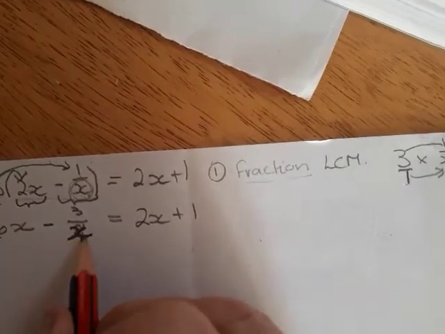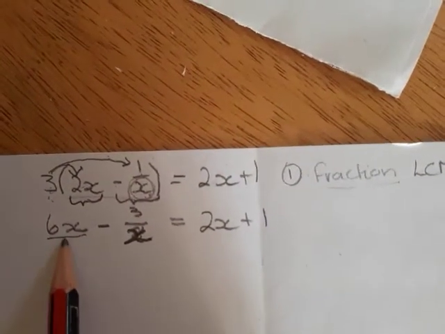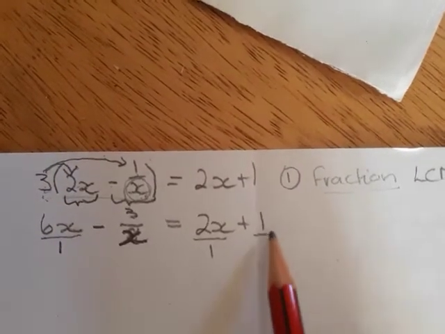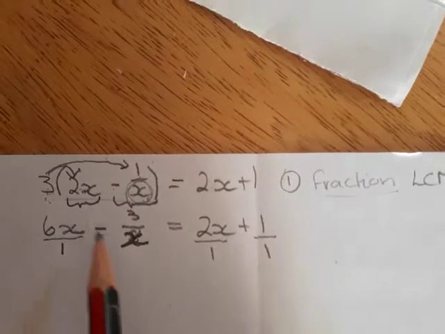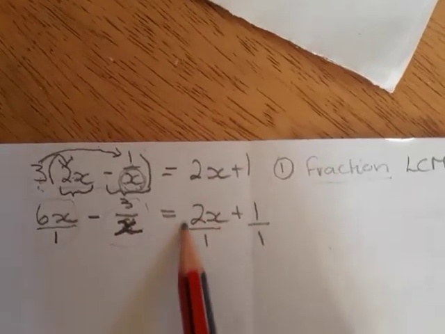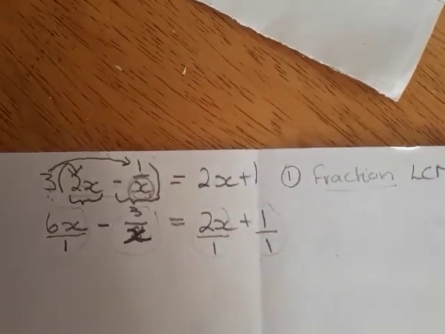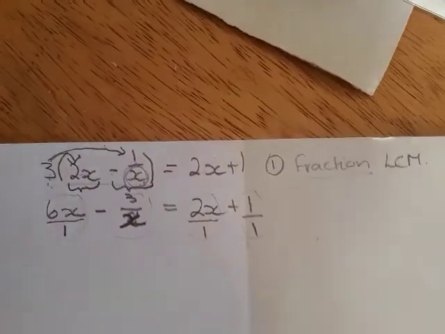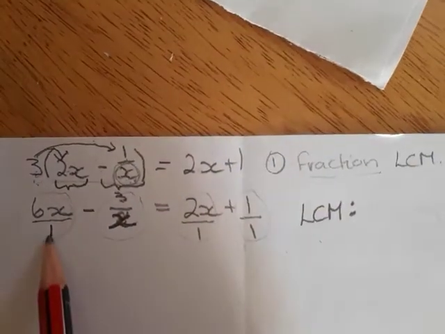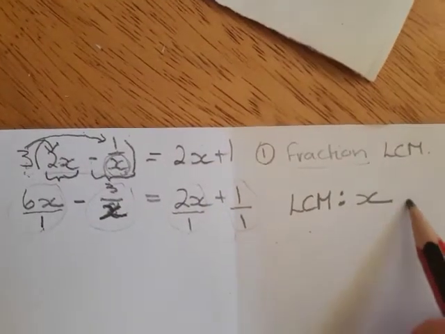Okay. So now if you look at that, people, the denominator of 6x is 1. The denominator of 2x is 1. The denominator of 1 is 1. These are our 4 terms. We've got 2 terms on the left, and we've got 2 terms on the right hand side. So we must now get their denominators all to the lowest common multiple. And the lowest common multiple of 1 and x, people, is just simply x.